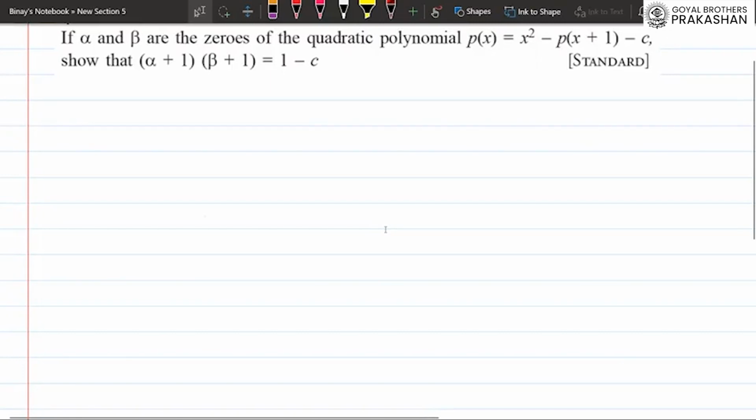If alpha and beta are the zeros of the quadratic polynomial p of x equals x square minus p under bracket x plus 1 minus c, we will have to show that alpha plus 1 into beta plus 1 equals 1 minus c.